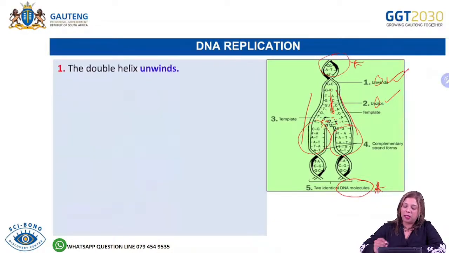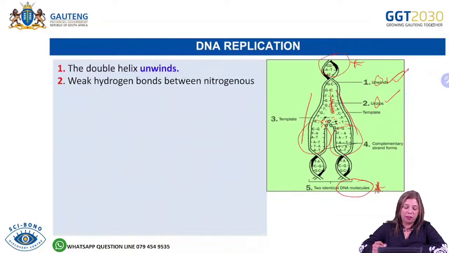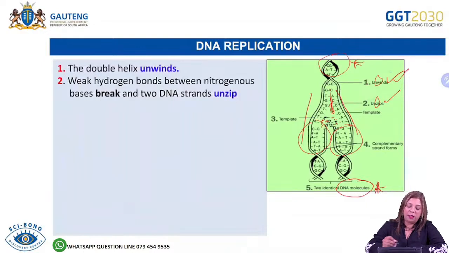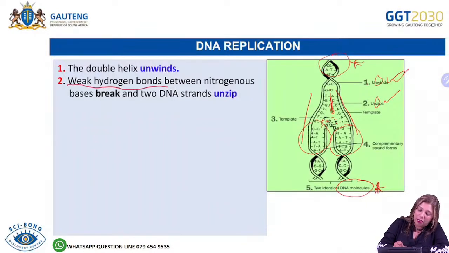So there we have it. The double helix unwinds. Number one. Weak hydrogen bonds between the nitrogenous bases break and the two DNA strands unzip. So this point is quite significant: weak hydrogen bonds between the nitrogenous bases.